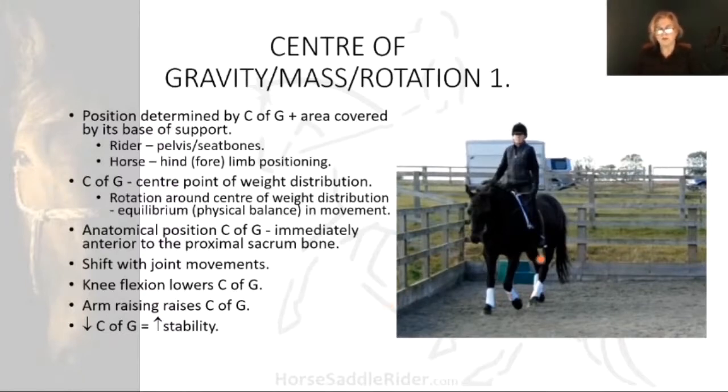And that's why, when the horse is turning a corner or on the lunge, you'll see the hind limbs brought under more. What the horse is doing is placing, or attempting to place, the hind limb under the center of rotation, center of mass, center of gravity.